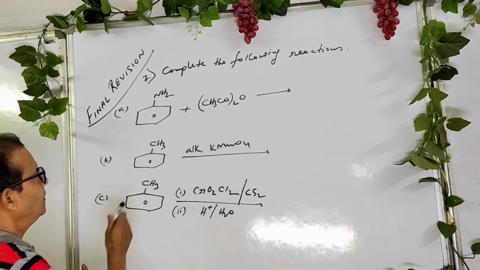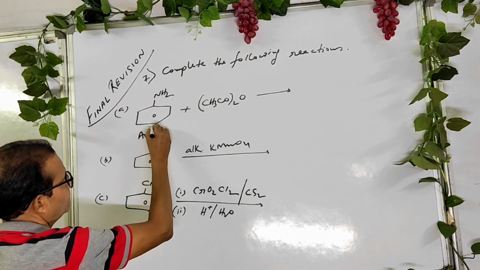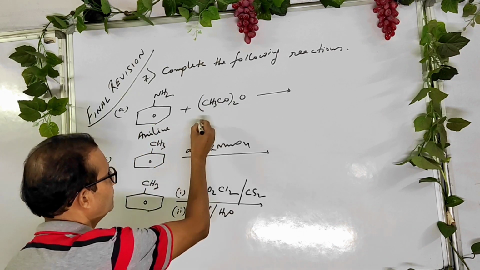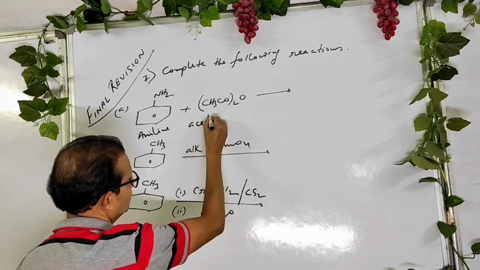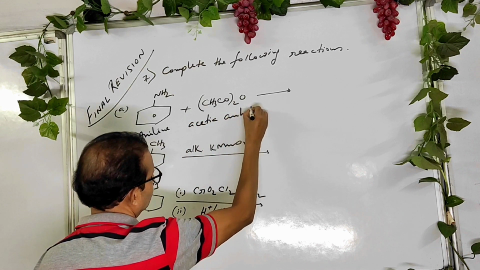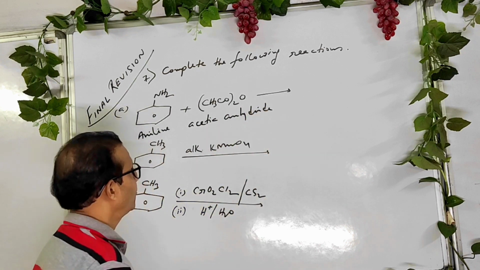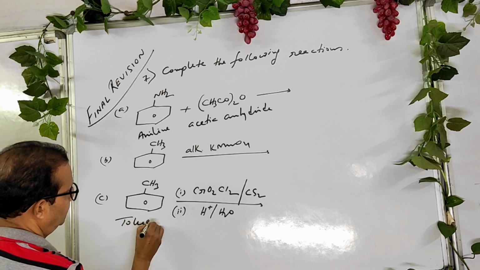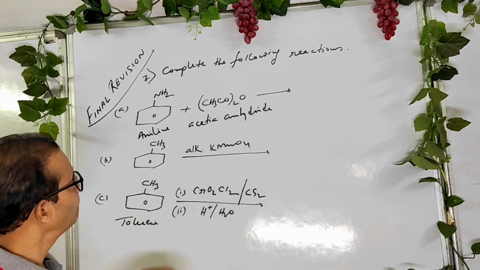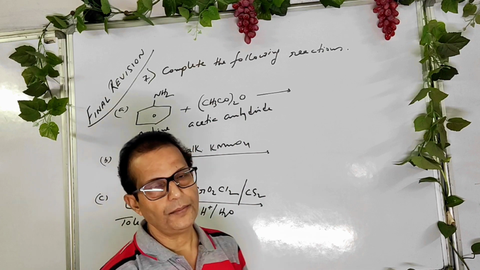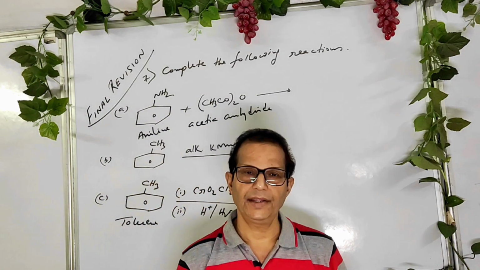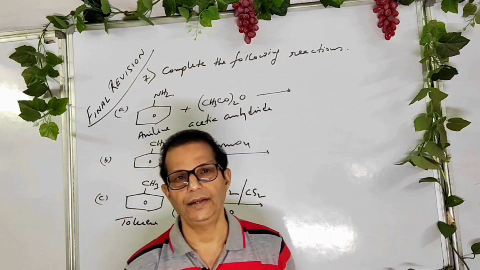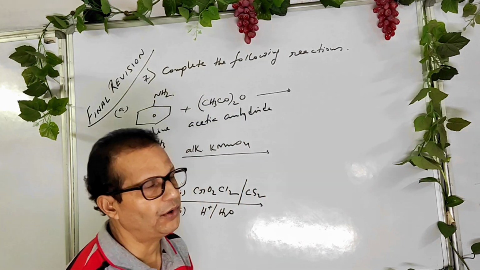It is aniline. This is acetic anhydride. These are toluene. Now the first reaction is another important reaction. I have seen a direct question: what happens when? All three are very important for your time.